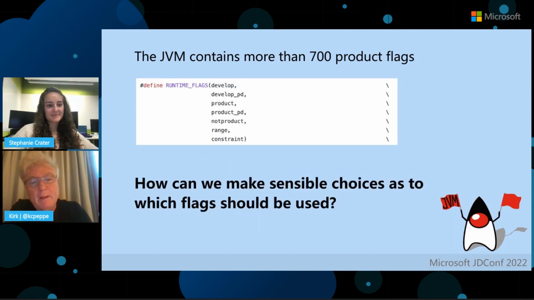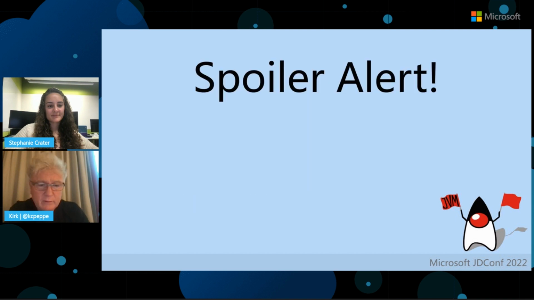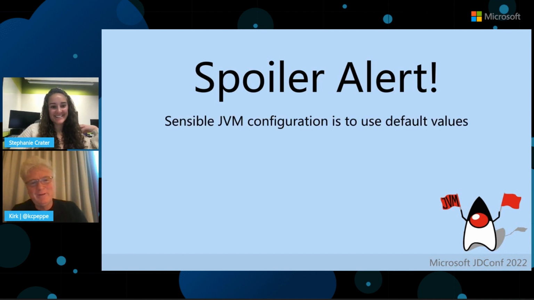So the question is really, how do we make sensible choices about all of these flags, and which of these 700 are we actually going to use? If you don't want to stay around for the whole talk, spoiler alert: the sensible JVM configuration is just to use default values, which is to use none of them.